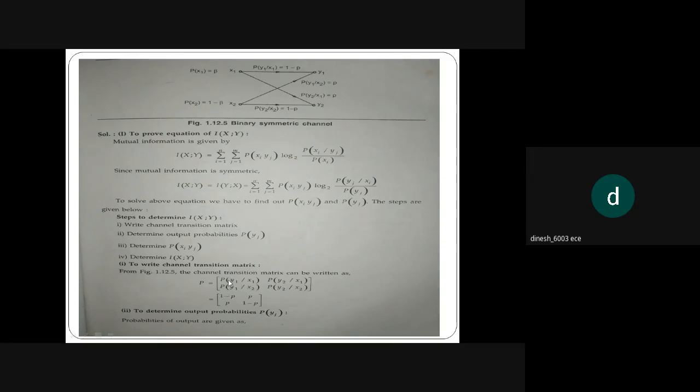Now for this, find the equivalent probabilities from the diagram. So y1 given x1 is where? Here it is. It is 1 minus p. Write it here. And next, y2 given x1. Where is y2 given x1? I need to find. So here it is. Y2 given x1 is p. So write it p. And next is y1 given x2.